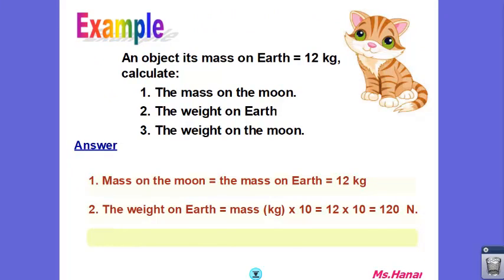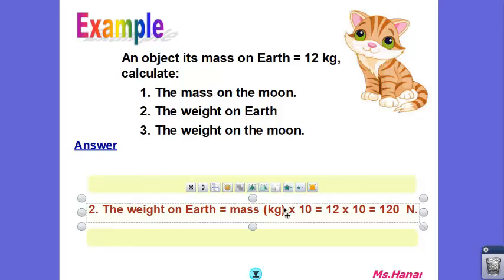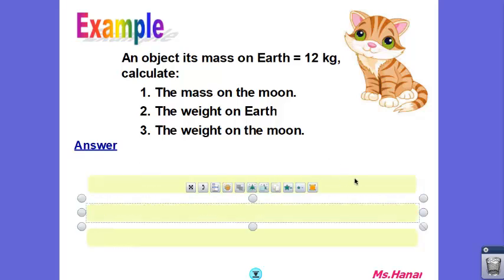Okay, now some examples which can be found in any exam. Example 1. An object's mass on Earth equals 12 kilograms. Calculate number 1, the mass on the moon. Number 2, the weight on Earth. Number 3, the weight on the moon. Stop the video for some seconds and solve the problem.